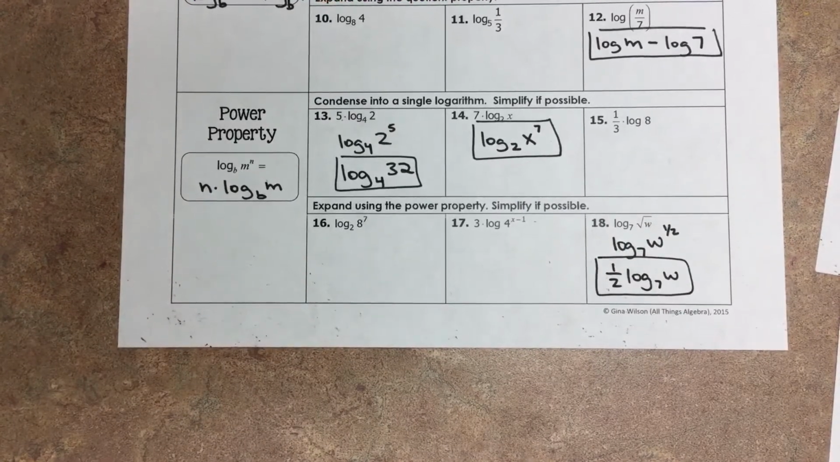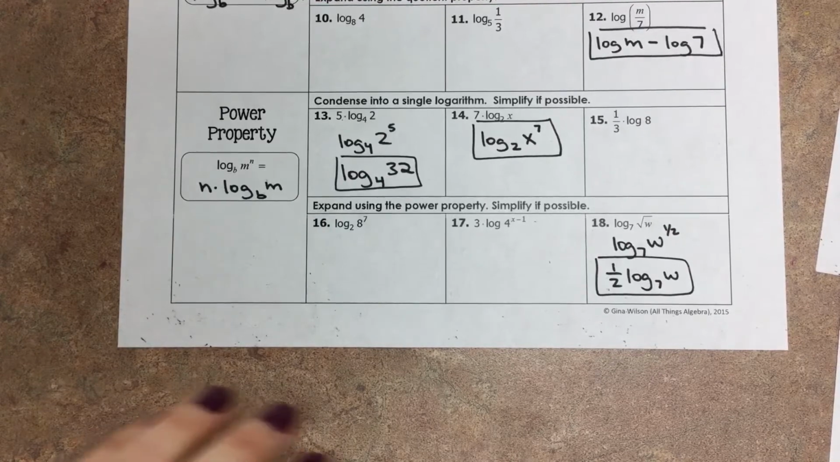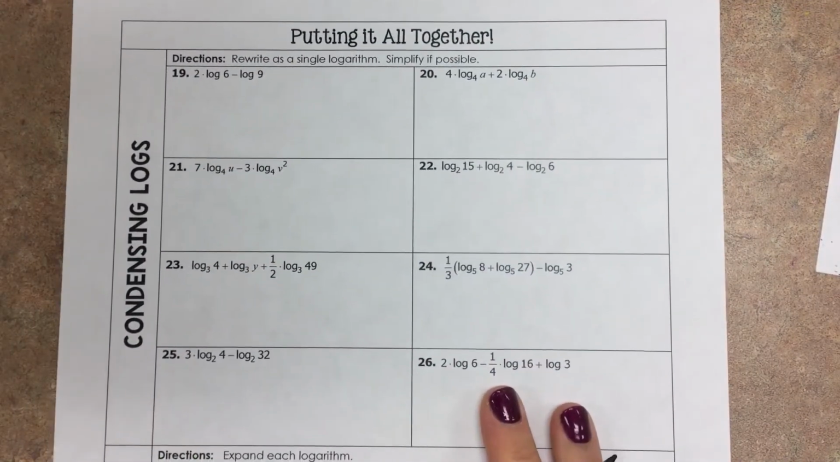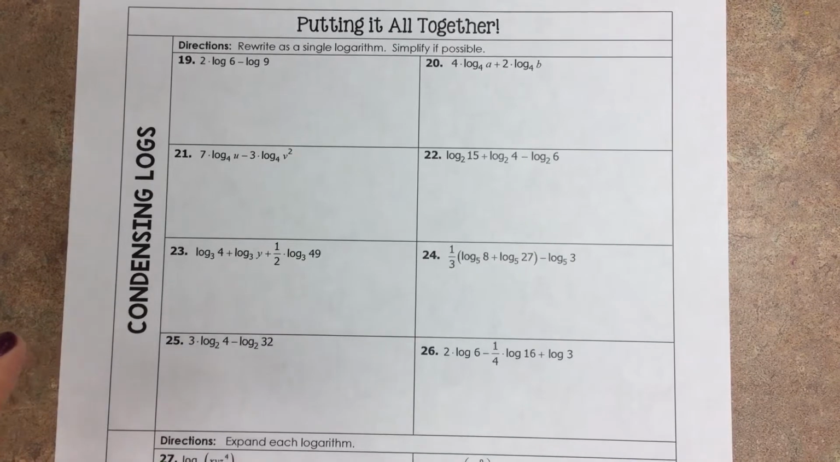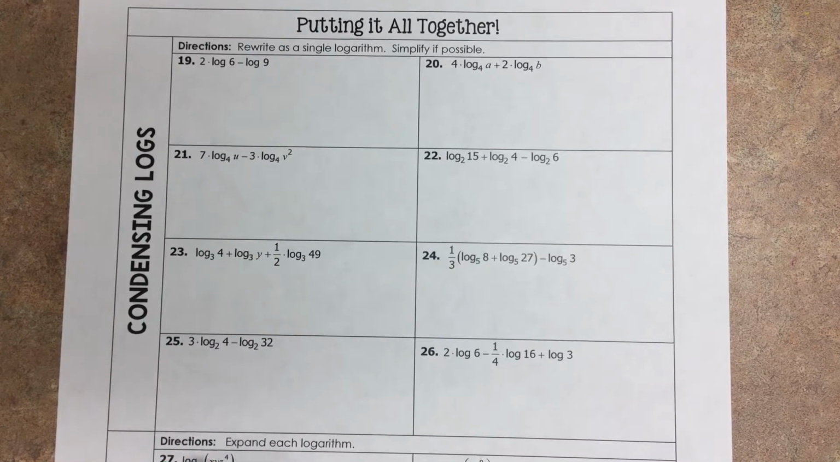All right, so that gave us good practice in just trying out all of our properties. On the next page, we are going to combine a bunch of them. We're going to go back and forth doing product and quotient, or quotient and power, power and product, just different combinations. So this is appropriately called putting it all together. All right, so we're going to do a handful of these. In the condensing section, we're going to do 3, and then in the expanding section, we're going to do 3. All right, so we're going to start with number 21.